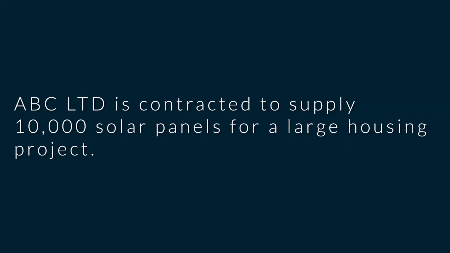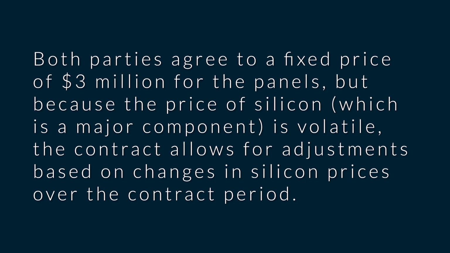So in this case, ABC Limited is contracted to supply 10,000 solar panels for a large housing project. Both parties agreed to a fixed price of $3 million for the panels, but because the price of silicon, which is a major component, is volatile, the contract allows for adjustment based on changes in silicon prices over the contract period. Meaning what? So material can go up.